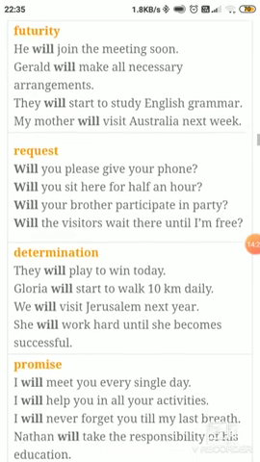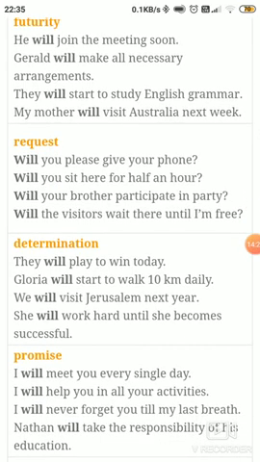Will. Futurity. Sentences are: he will join the meeting soon. Gerald will make all necessary arrangements. They will start to study English grammar. My mother will visit Australia next week.